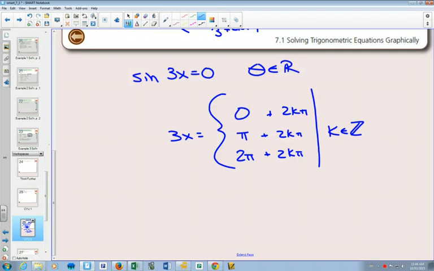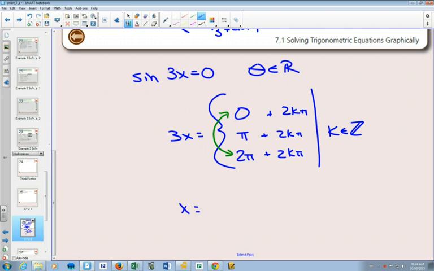Now at this point, if you wanted to solve for x, you could divide everything by 3. First of all, I want you to notice, before I go to the next step, that these two are the same. Can you see that? That 0 plus 2k pi and 2 pi plus 2k pi, they're saying the same answers because they're already coterminal, and I'm listing all coterminal angles. So when I divide by 3, I could cut one of those out, so I will.